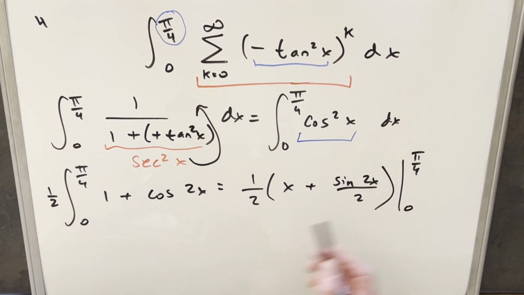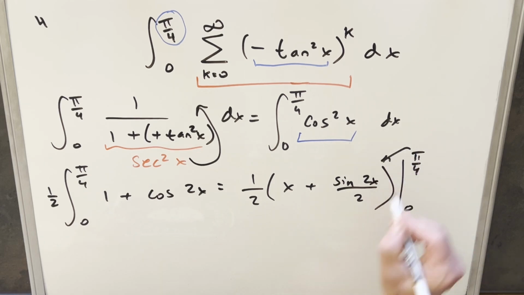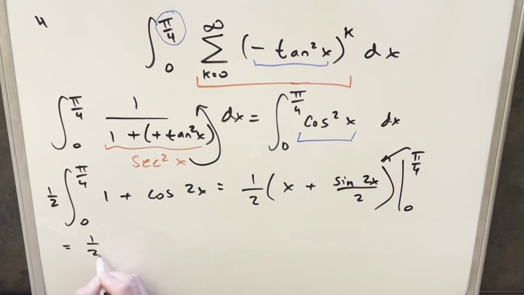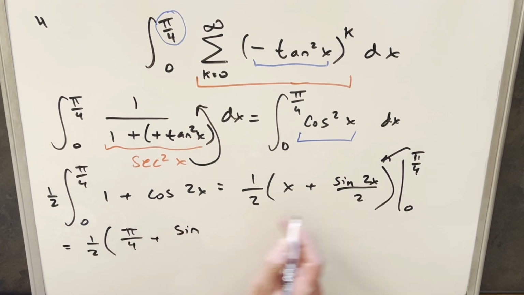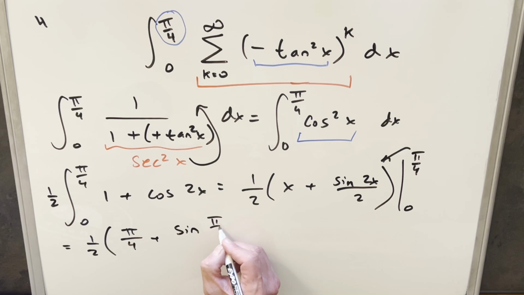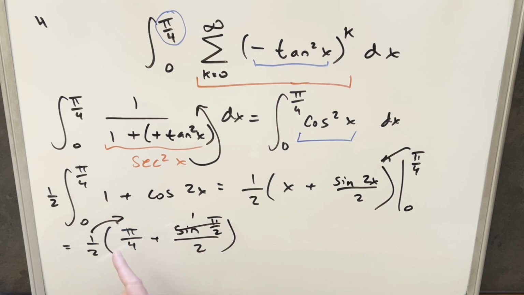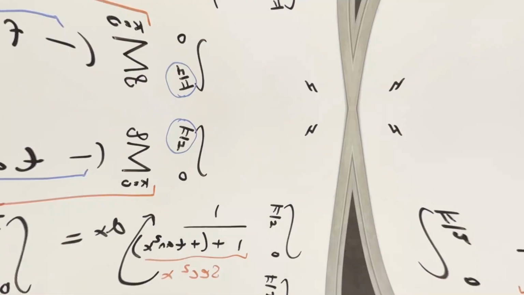Well, at 0, everything becomes 0, so I just need to plug in this pi over 4 value. So we're going to have half out front. This x here is going to become just pi over 4, plus sine of 2 times pi over 4, so sine of pi over 2, all over 2. But sine pi over 2 is just 1, so we just need to distribute in the 1/2 to finish this off. So for my final solution, we're going to get pi over 8 plus 1/4, and that's it.